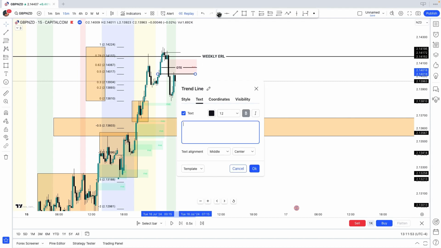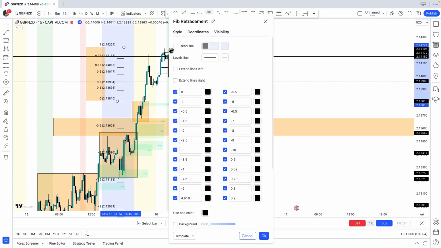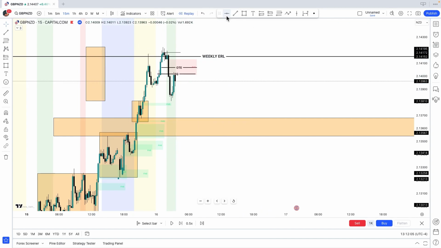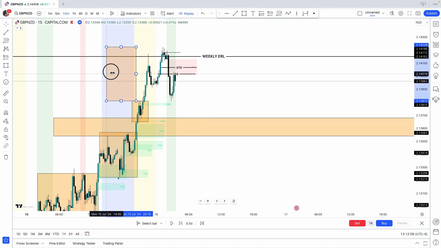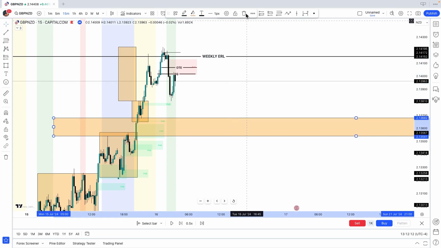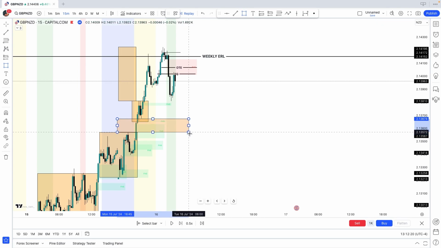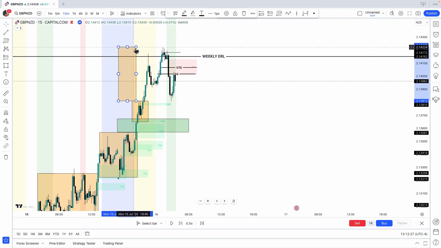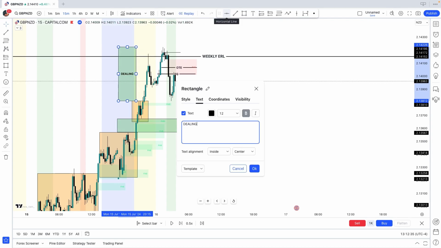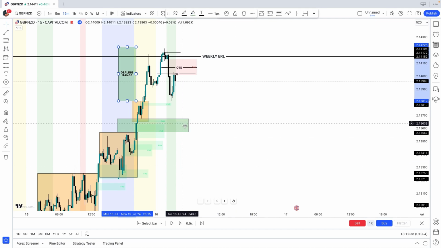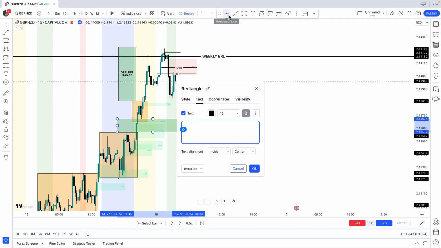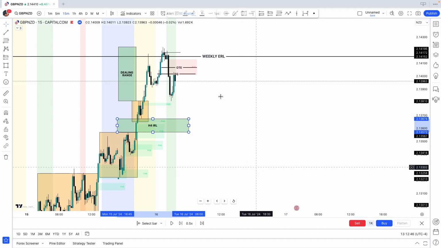So this is our equilibrium. Let me just remove this. So this is basically our dealing range. This is our 4-hour fair value gap. It doesn't look good. So this is our 4-hour fair value gap right here. Okay. This is our dealing range. This is our dealing range. This is our H4 IRL. This is my entry.